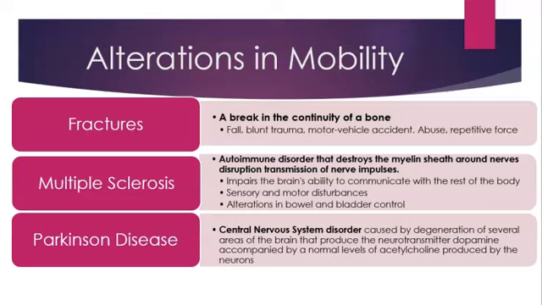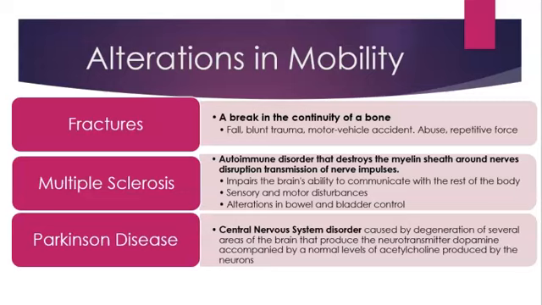There's sensory and motor disturbances and alterations in bowel and bladder control in multiple sclerosis. So let's think about that for a minute. The myelin sheath is destroyed. Nerve disruption of the transmission of those nerve impulses. So if we have a nerve impulse that's disrupted, we're going to have an alteration in mobility, remembering that we need those nerve impulses to make muscles move in order to make those bones, our skeletal bones, move so we can actually walk.